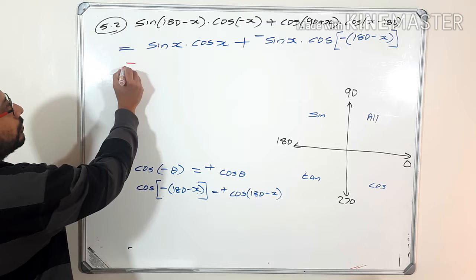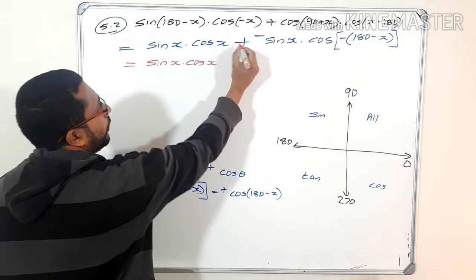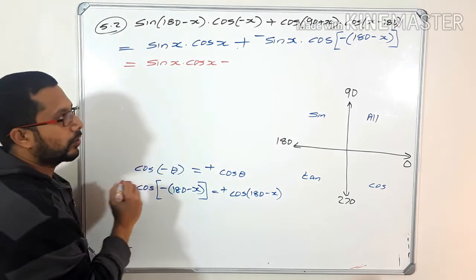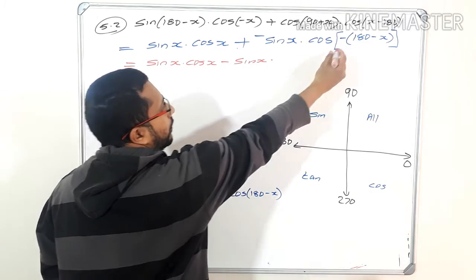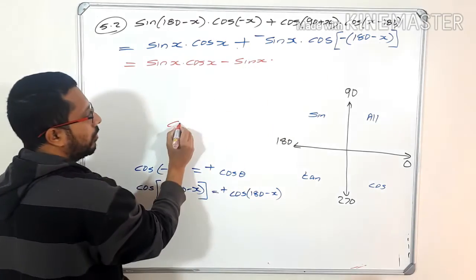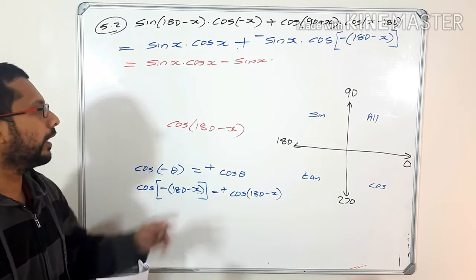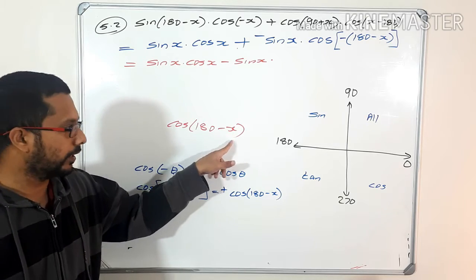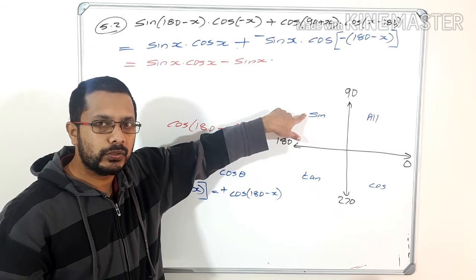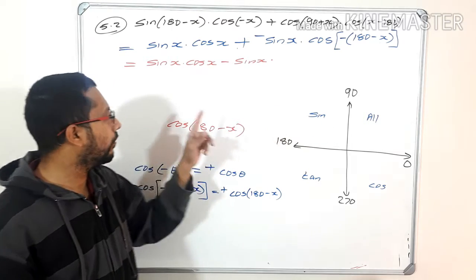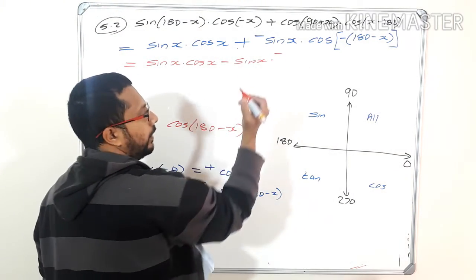So this is equal to sin x into cos x, plus into minus is minus. Then this one is sin x. Then how can you write this one? You know that this one is cos of 180 minus x. Which quadrant is 180 minus x? 180 minus, that means second quadrant. In the second quadrant, what is positive? Sine is positive. Here it is cos, so it is negative. So here I am supposed to write negative.